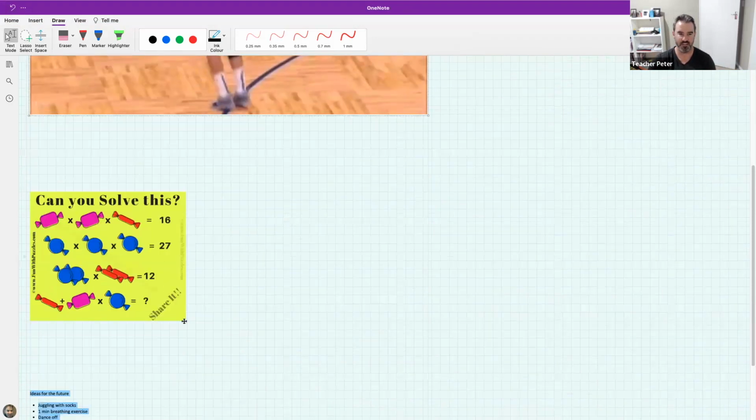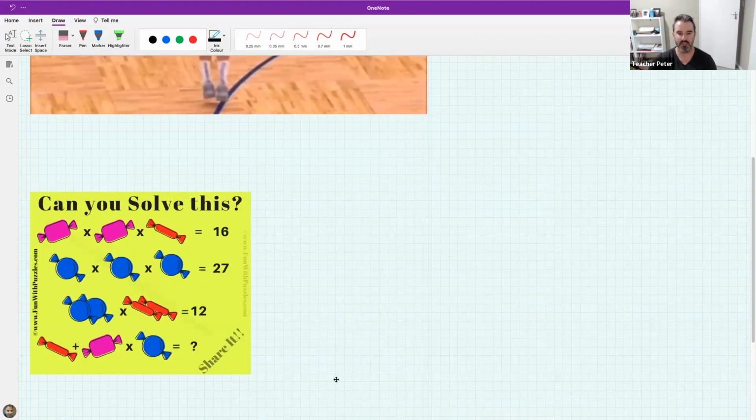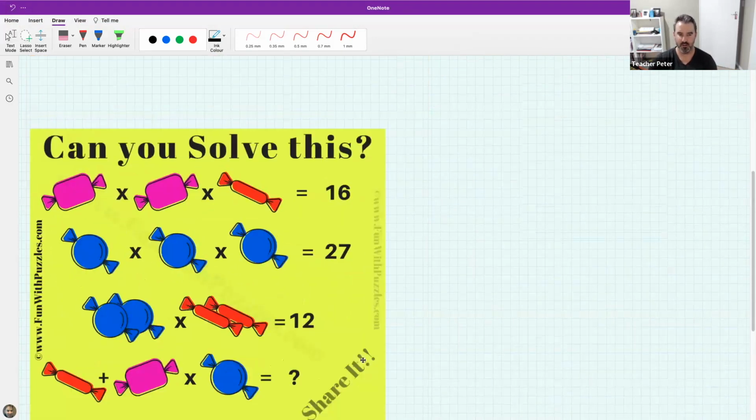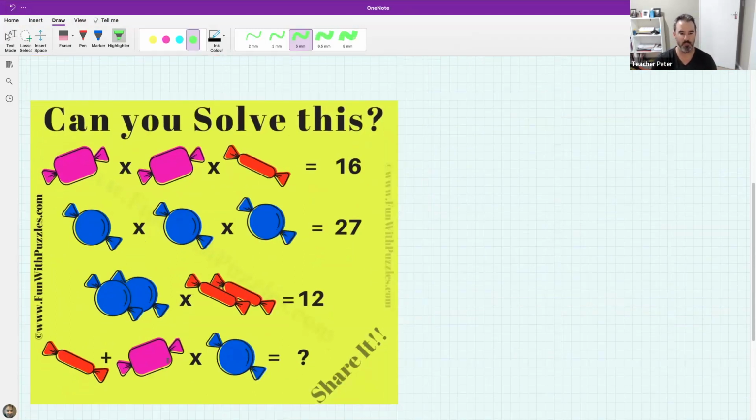Okay, let's do a little puzzle together. So here's the puzzle. You need to figure out what a red sweet plus a purple sweet times a blue sweet is. Hang in there, Tiana.